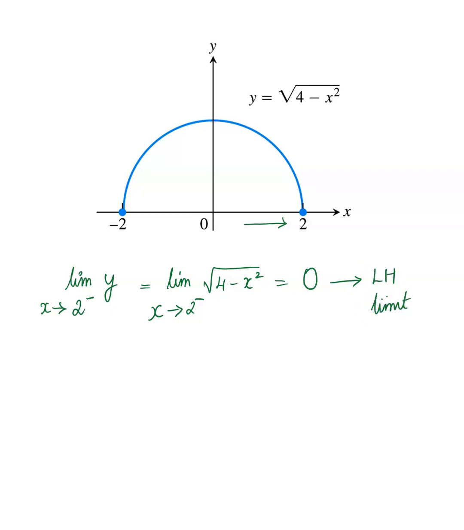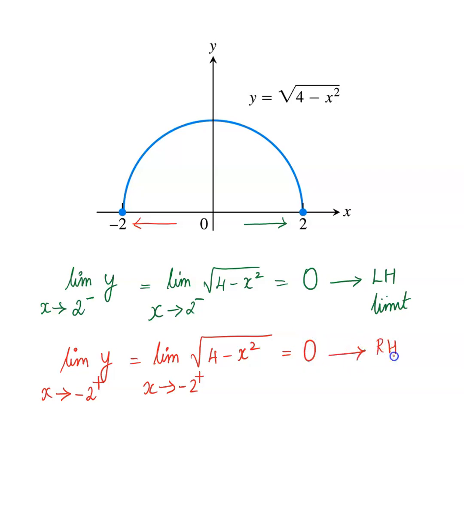Now I go to -2. If I approach -2 from the right, I find that that value corresponds to a 0 on the y-axis. Okay, so limit of y as x approaches -2 from the right, so it's -2 with a plus suffix. Or I could write it as 4 minus x squared for the y. As x approaches -2 from the right is also 0. That'll be the right-hand limit.